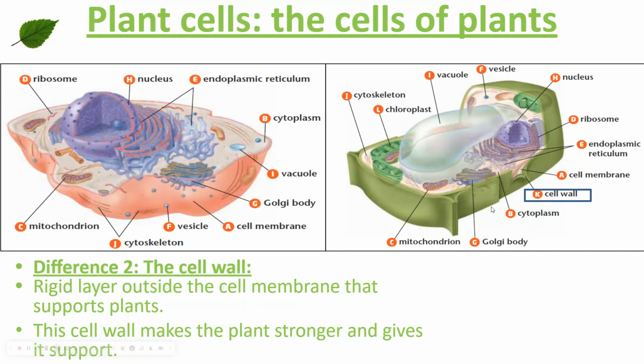The cell wall is a rigid outer layer. It's a strong, rigid, hard outer layer that offers extra protection and support for the plant. So it makes the plant stronger, allows it to stand upright. It's a defense mechanism as well against herbivores that are trying to eat it. But understand that animals don't have that, but plants do.